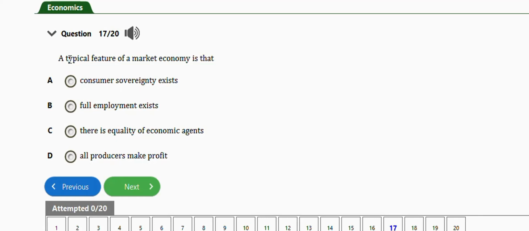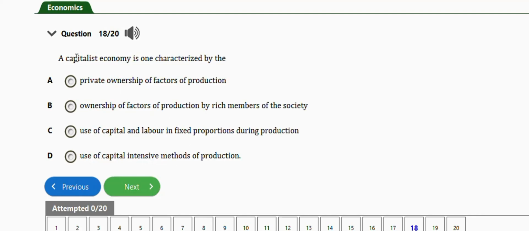It says a typical feature of a market economy is that consumer sovereignty exists, full employment exists, there is equality of economic agents, all producers make profit. The right answer is option A, which is consumer sovereignty exists. Okay, next question is this one.